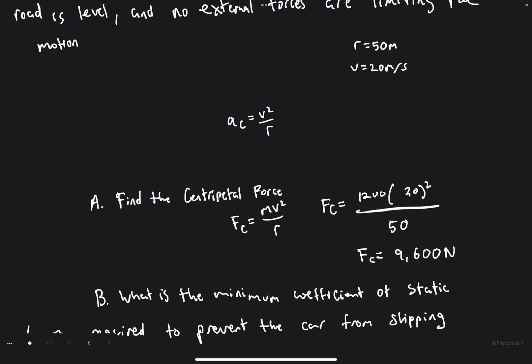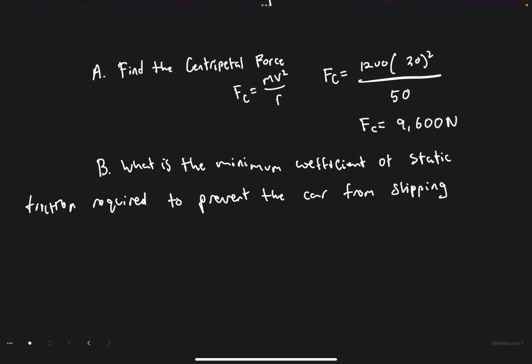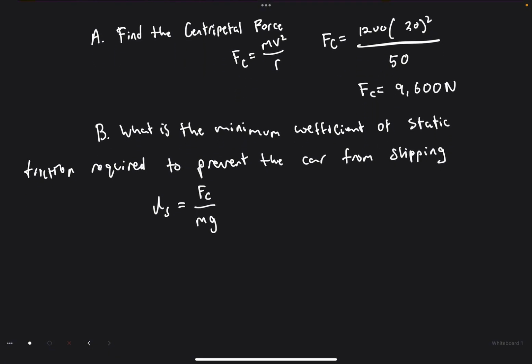So in terms of your mu for static friction, the mu for static friction is really dependent on the centripetal force over whatever your mg is. And so since the centripetal force is 9,600, you're dividing that by the mass, which is 1,200, times 9.8, and that gets you roughly 0.82 as the coefficient of friction.